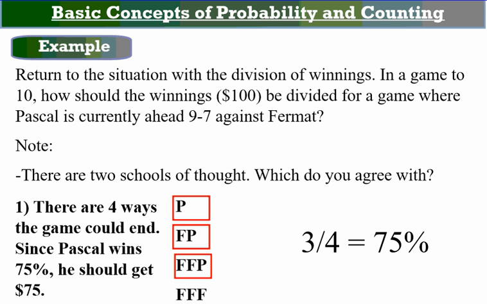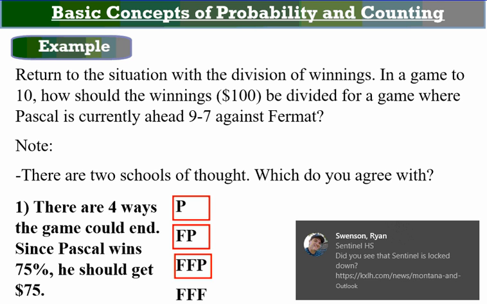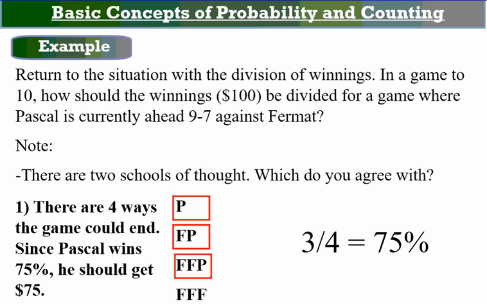Now we have enough background information to go back and look at the situation that Fermat and Pascal were looking at. So returning to the situation with the division of winnings in a game to 10, how should the winnings, the $100, be divided for a game where Pascal is currently ahead 9-7 against Fermat?